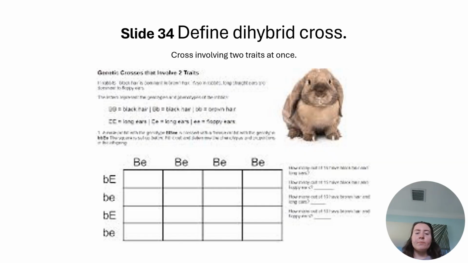34. Define dihybrid cross. Cross defining two traits at once. And then there's a little bunny. And then all the variations that can happen with your genetics.